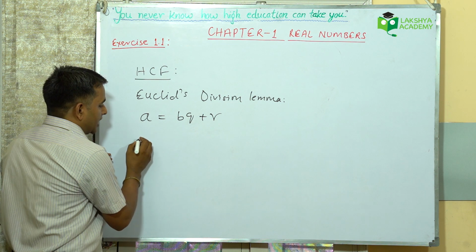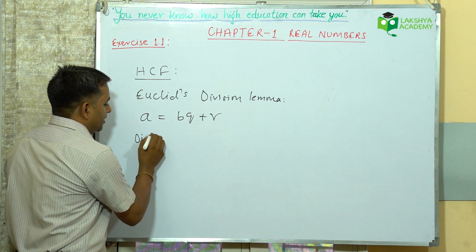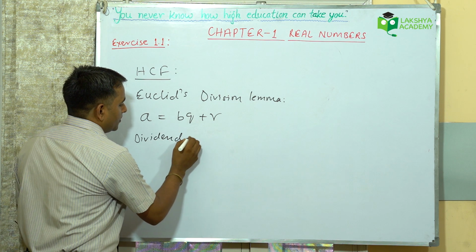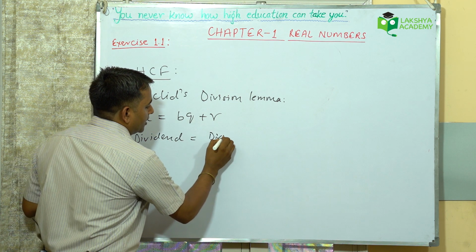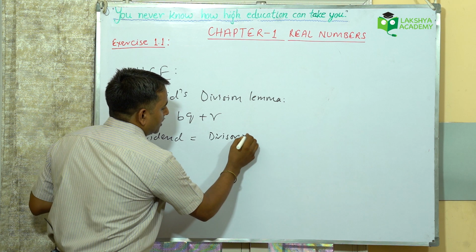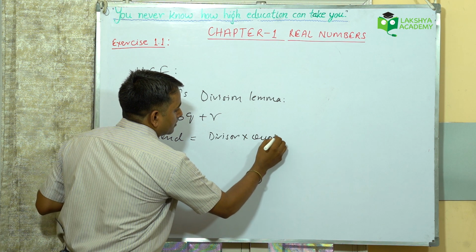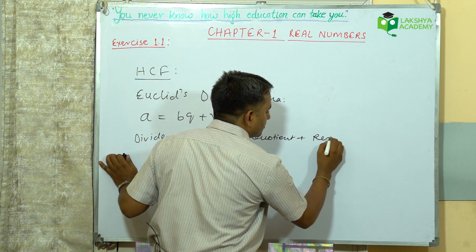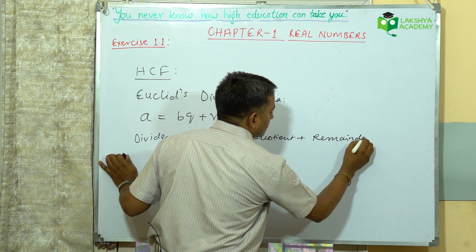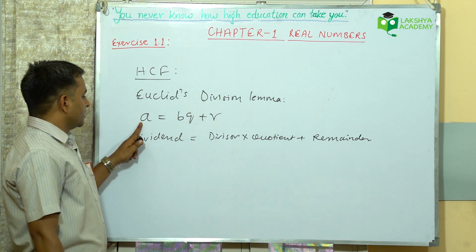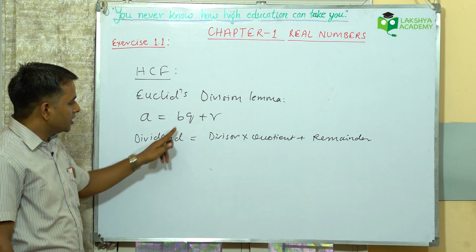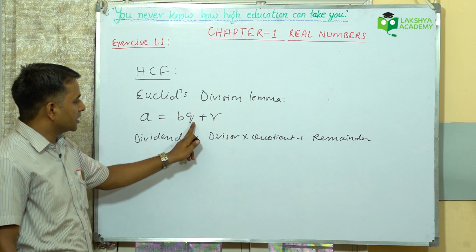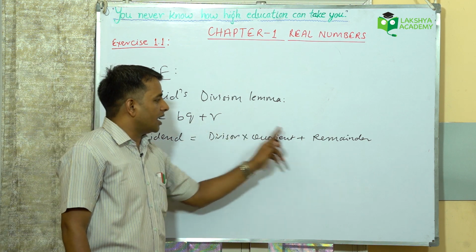So what is the division algorithm? The dividend equals divisor into quotient plus remainder. Here a is the dividend, b is the divisor, q is the quotient and r is the remainder.